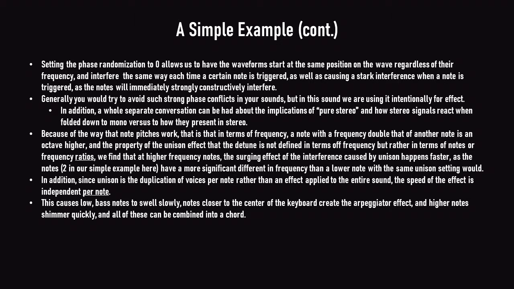When you set the phase randomization to 0 on the oscillator, it makes all the unison voices start at the same position along the wave, regardless of their frequency. This means that each time you trigger a note, the waves will propagate through time in the same way, and predictably. This also causes a really strong constructive interference right at the start after a note trigger, as both sine waves will increase from 0 and constructively interfere.